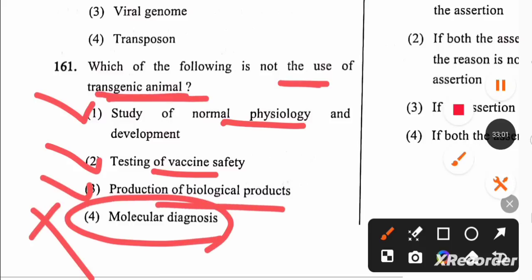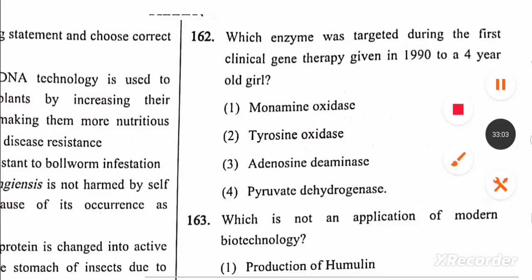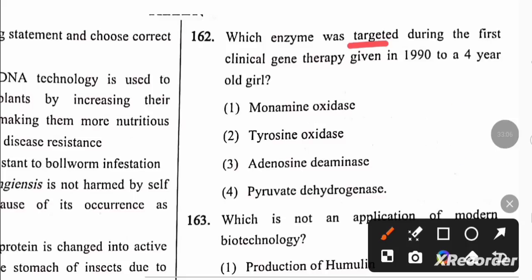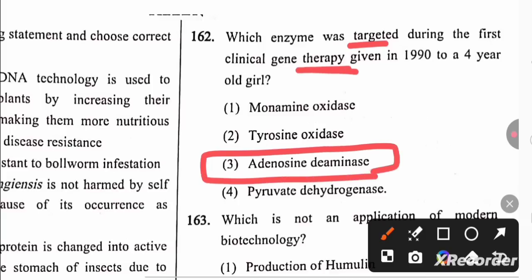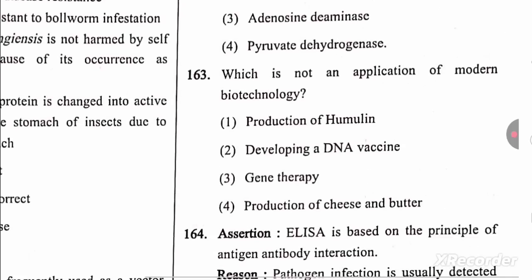Next question is very easy. The enzyme which was targeted during the first gene therapy is ADA enzyme, adenosine deaminase. Option 3 is the right answer. Let us move to the next question, which is not an application of modern biotechnology.